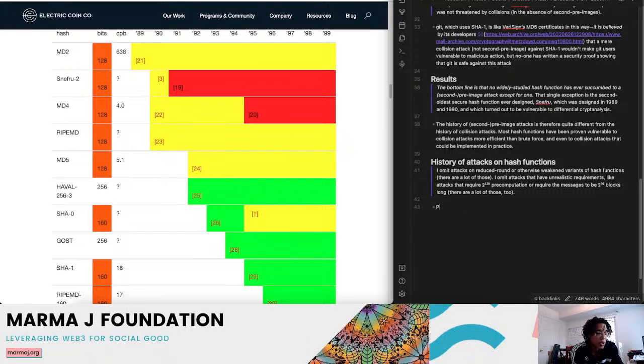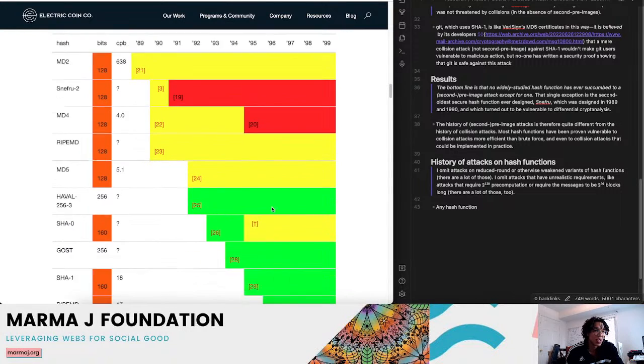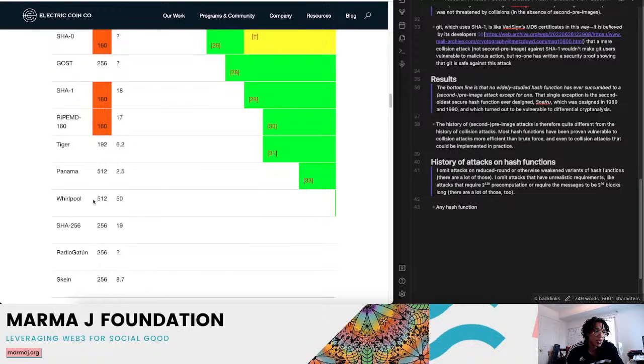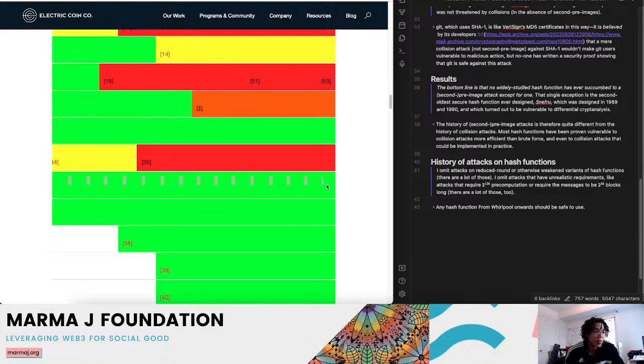So basically, for reasonable purposes, any hash function, and it even says, right? It says like, should we even talk about Whirlpool? I feel like, let's see, probably really slow, right? That's the whole point. But it's safe. So any hash function from Whirlpool onwards should be safe to use. Should, right? And it seems like it would be super slow. Maybe just like no known attacks.